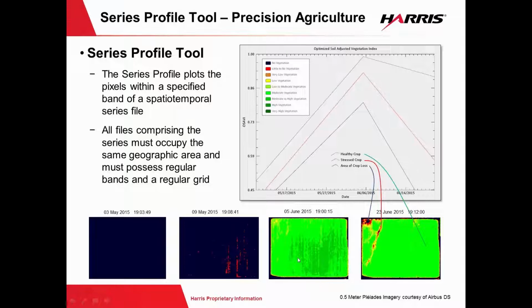And our series profile tool can really help us pick this out. We can see steady growth up till June 5th. And then sometime between June 5th and June 23rd, not a single part of this field has increased its vegetation health. So this will help us see things from the air that might not be readily visible from the ground.